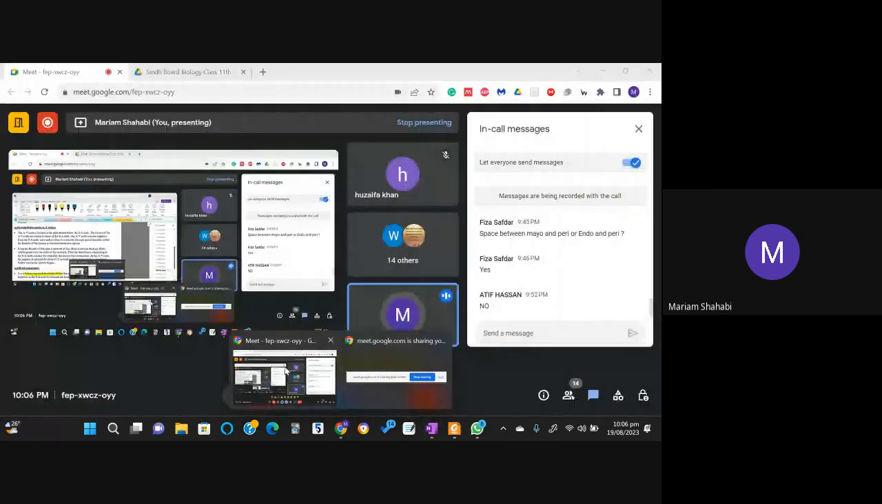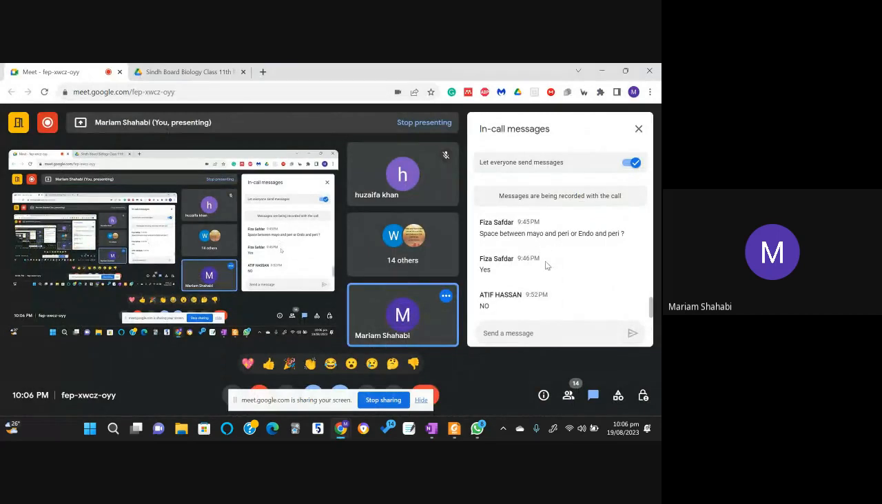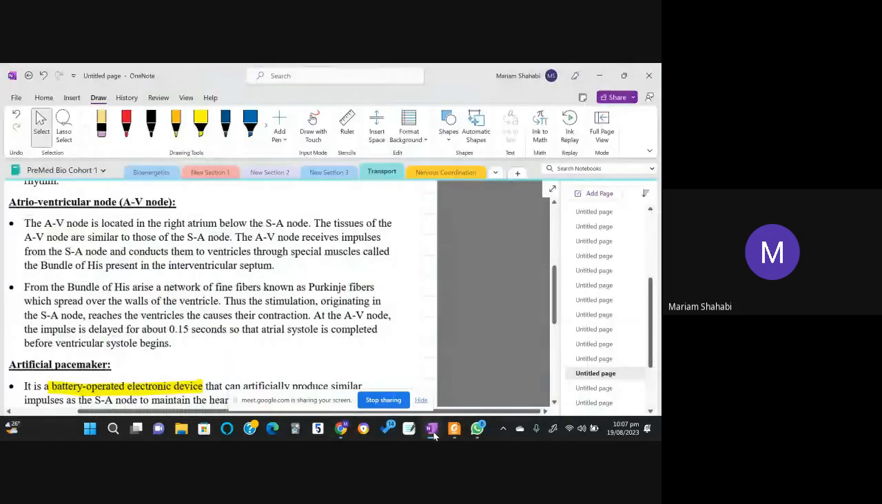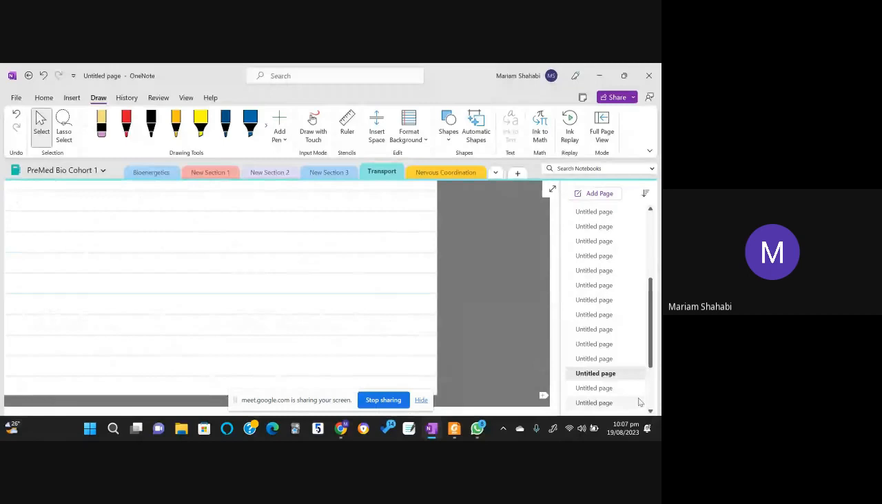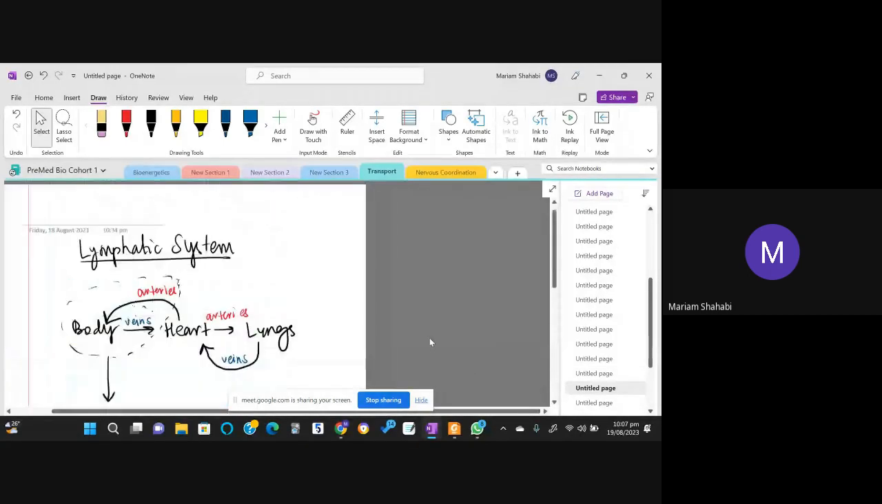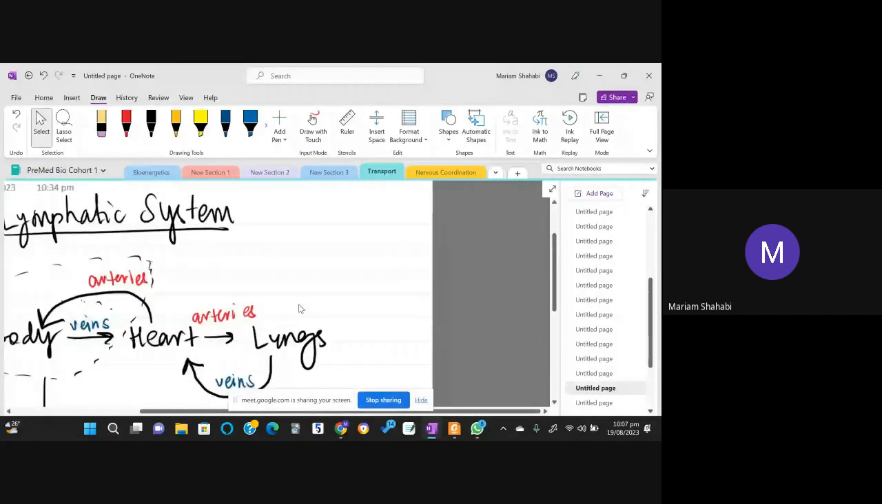Does anyone have any problem with this? Were you able to understand the entire cardiac cycle and the SA node and the AV node, the signal transmission? I hope revision went well with this. Okay. So now, after this, I have to give you an overview of the lymphatic system.